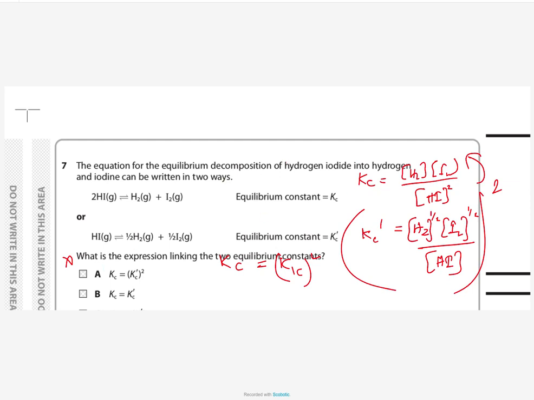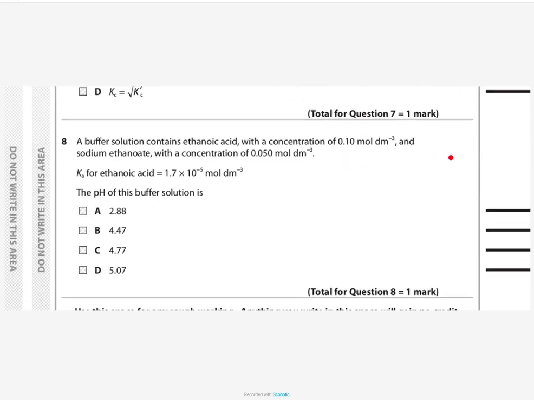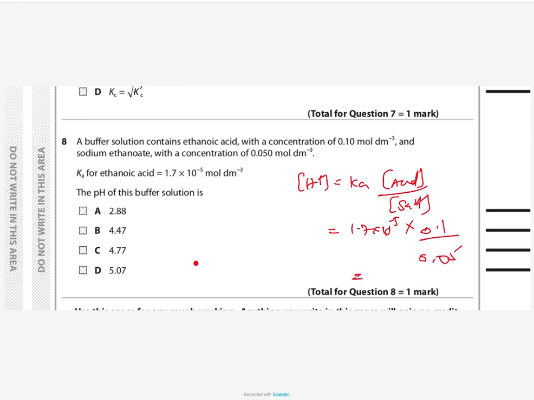Understood? A buffer solution contains ethanoic acid with a concentration of 0.1 mole per decimeter cube and sodium ethanoate with a concentration of 0.05. Ka for ethanoic acid is given. What is the pH of this buffer? So H plus equals Ka times acid over salt concentration. 1.7 times 10 to the power minus 5, acid concentration 0.1, salt 0.05. You find H plus and then you find the pH.